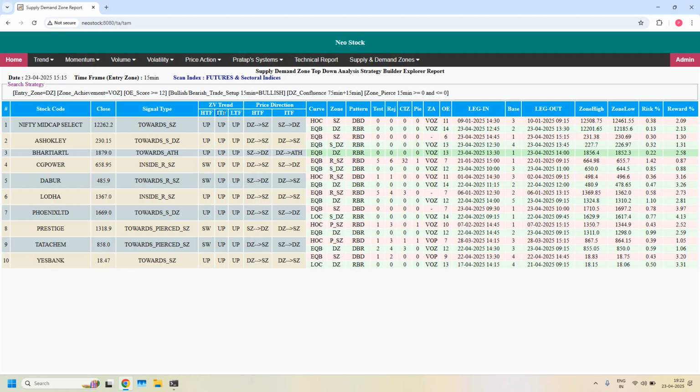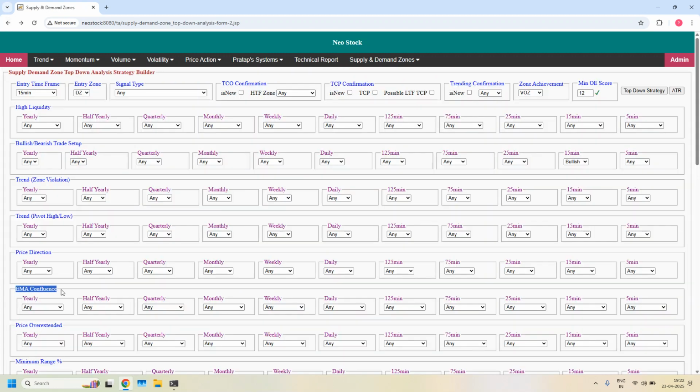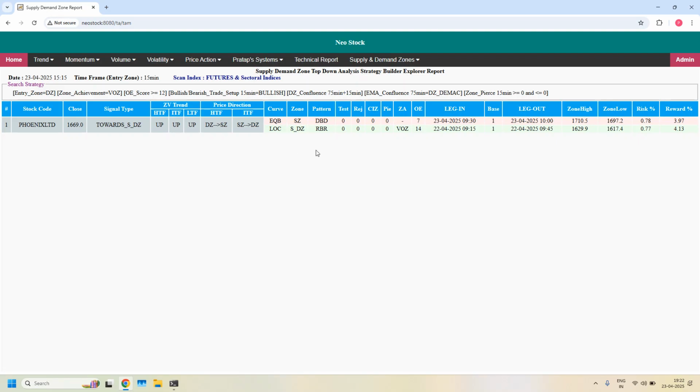And 75 minutes trend is up. We will look for 75 minutes demand zone with daily EMA confluence. With this filter we got one stock. So this 15 minutes demand zone might be having more high probability to get success.